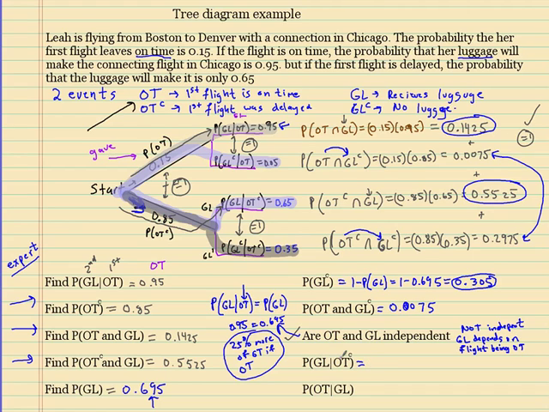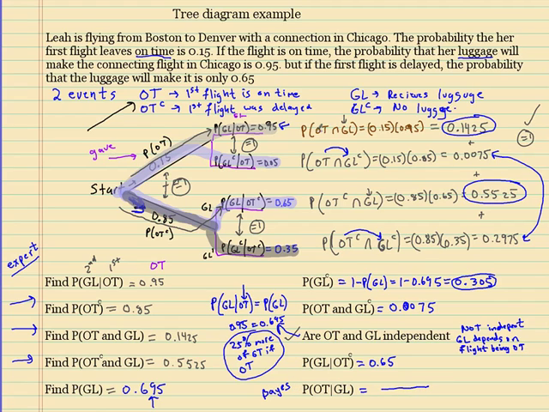Okay, probability you got your luggage given you didn't show up on time. Is that one of the ones that I set up? Yes. This is the first event, this is the second event. That's our normal way. So that's right here, GL given OTC. And this is the toughest one. This is Bayes. Okay?